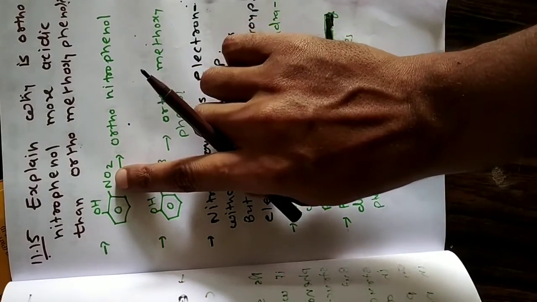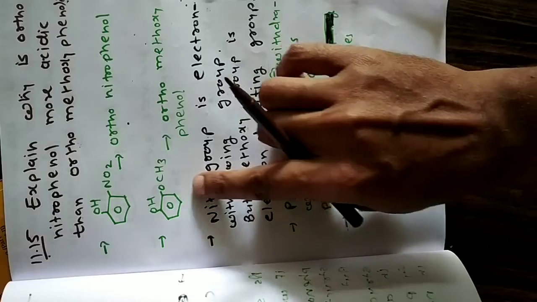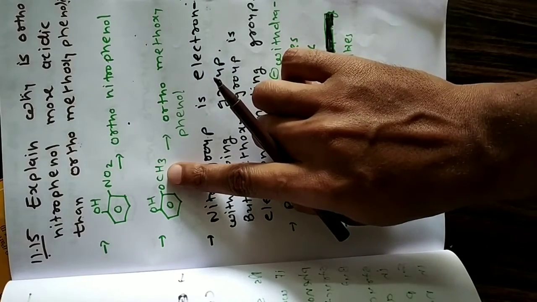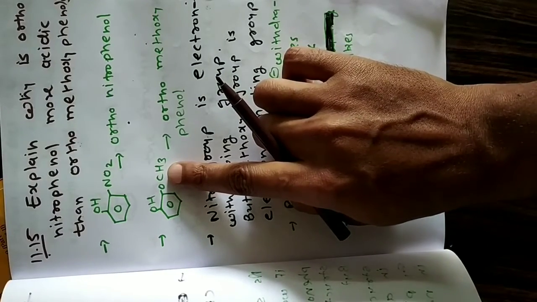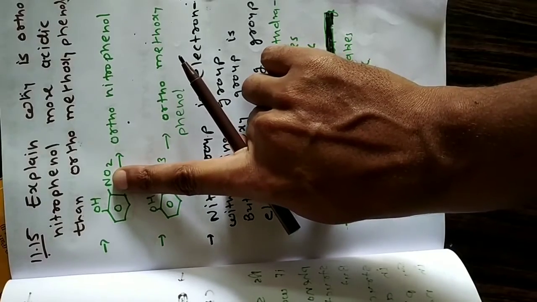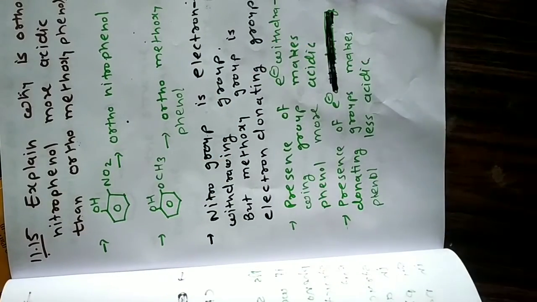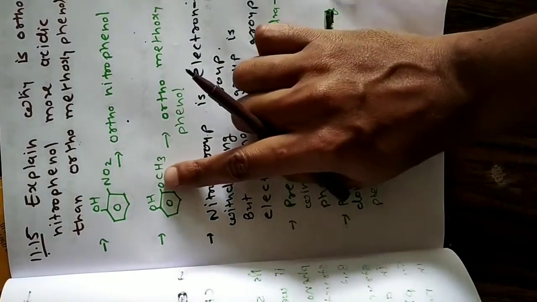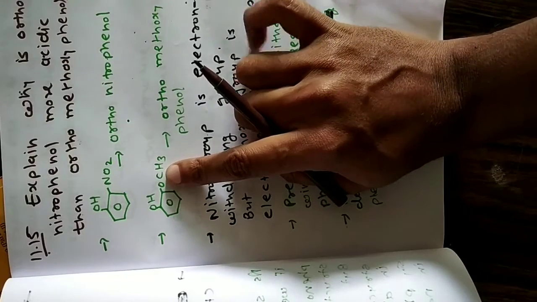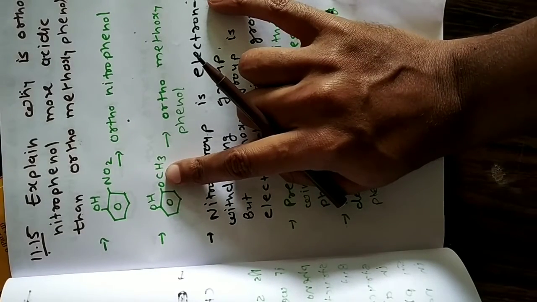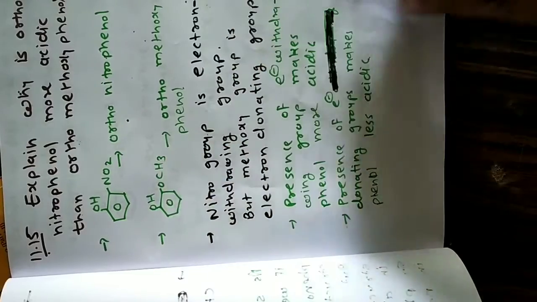Again, nitro group is electron withdrawing group, and methoxy group is electron donating group. Presence of electron withdrawing group makes phenol more acidic, and presence of electron donating group makes phenol less acidic. Okay.